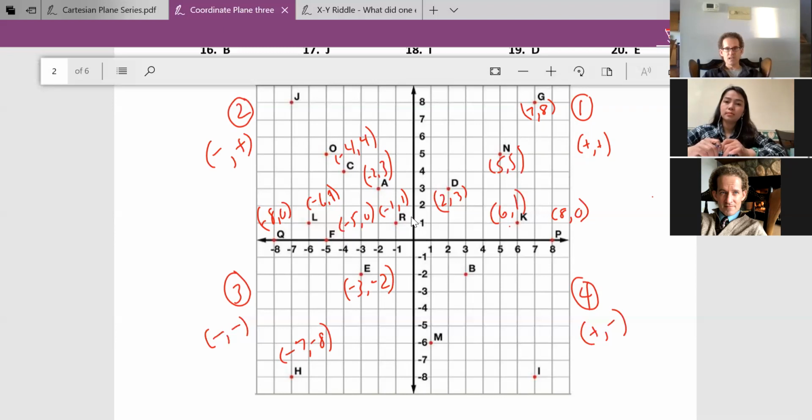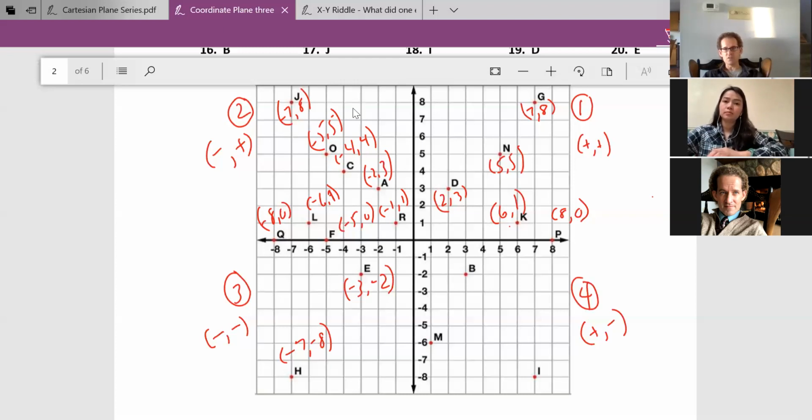And then O is kind of like that. It's the same number, but one's negative, -5. But then I go up 5, so that's positive. So it's going to be -5, +5 for O. And then for J, I'm going to go all the way over to -7 and up 8. So I say -7 first, because that's the x-axis, and then 8 for the y-axis.